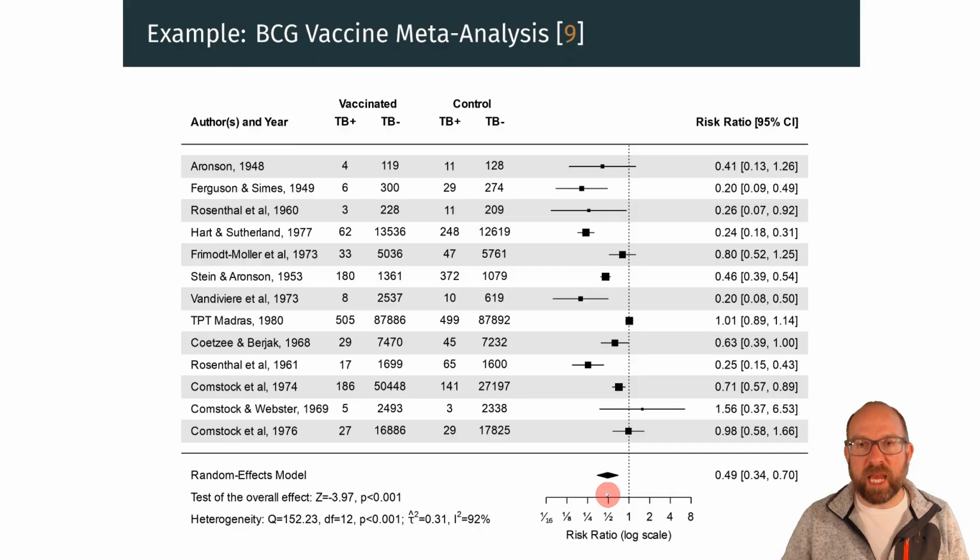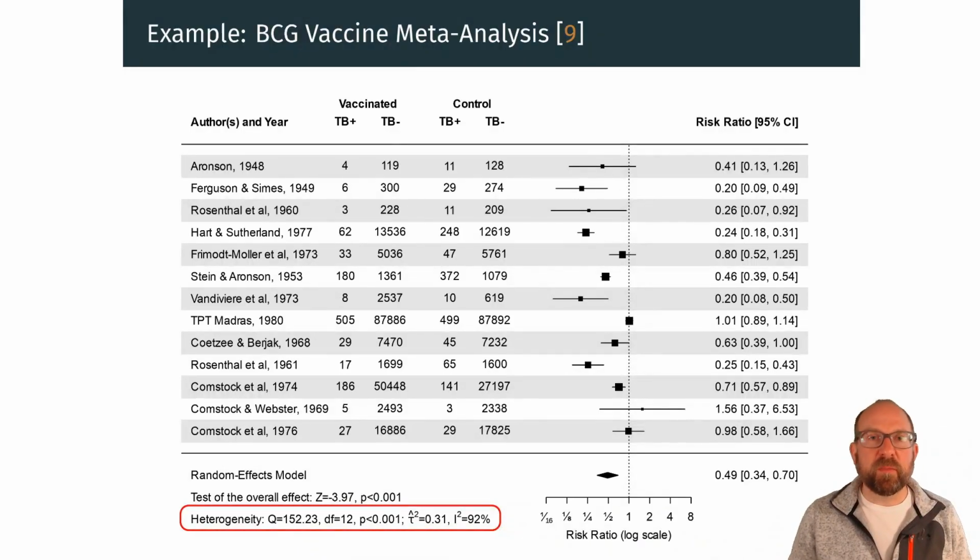Then at the bottom we have the four-sided polygon or the diamond. The center here corresponds to the pooled estimate, indicating that on average vaccinated individuals had about a 50% lower infection risk than non-vaccinated individuals. The ends of this diamond correspond to the confidence interval for the pooled estimate. Then we're given information about the statistical significance of the pooled estimate and information about heterogeneity in the true effects.